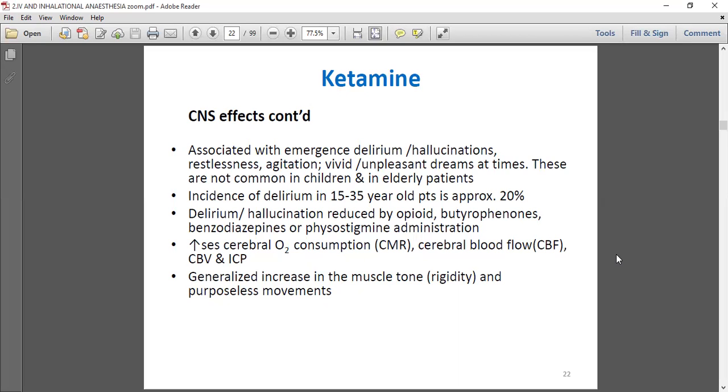Delirium and hallucinations are reduced by giving an opioid, or butyrophenones, or benzodiazepines, or physostigmine.